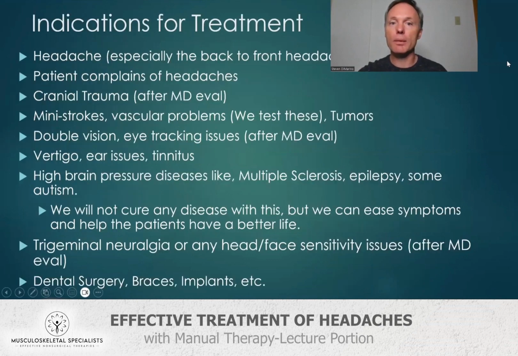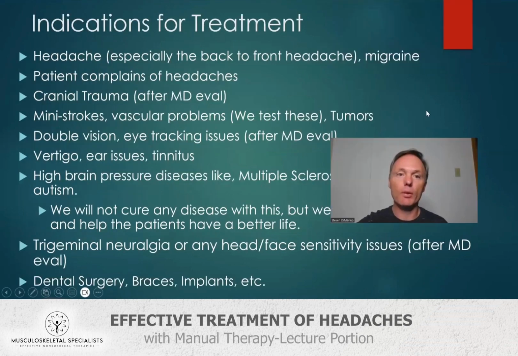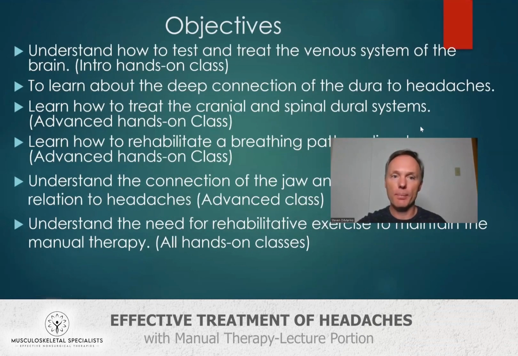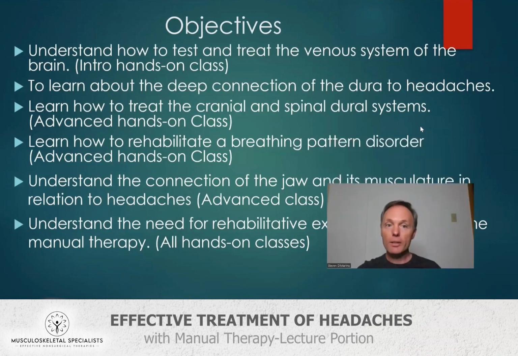Okay, so more objectives. Oops, go back. So the objectives. Understanding how to test and treat the venous system of the brain. We're going to do that hands-on, but I'm going to give you the theory. And if you know where these structures are, pay attention to this theory and go apply it like tomorrow, okay? And your practice is going to change, okay?